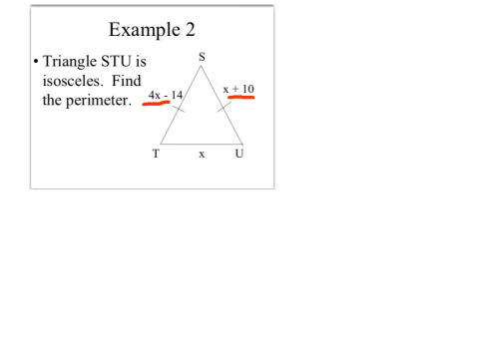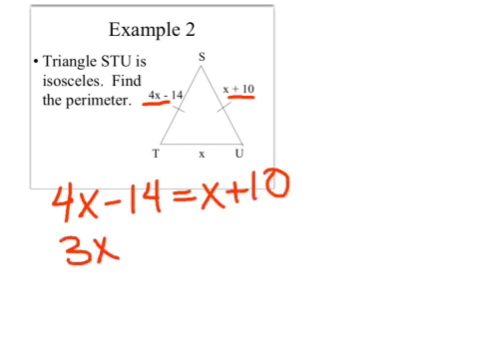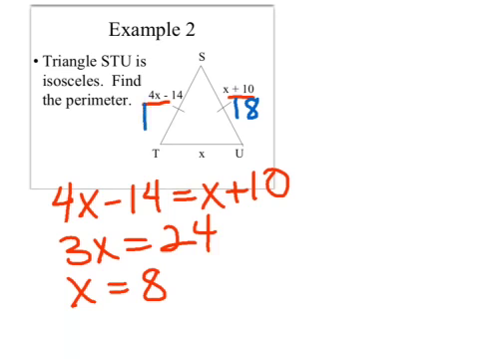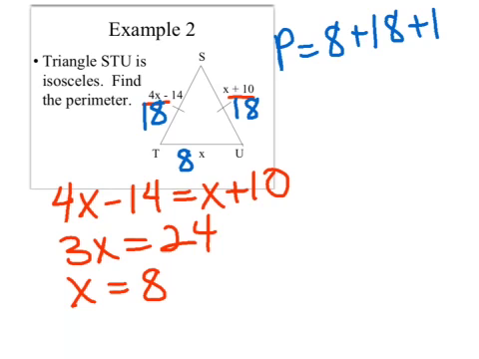So I will just say that 4x minus 14 equals x plus 10. And so x equals 8. And now to find the perimeter, I'll just find the length of each side by plugging 8 in for x. So this side here is 18, and this side is also 18, and then this side is 8. So the perimeter will be 8 plus 18 plus 18, which will give us 44.